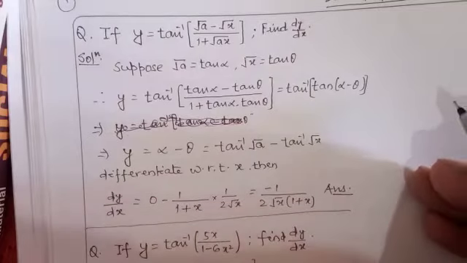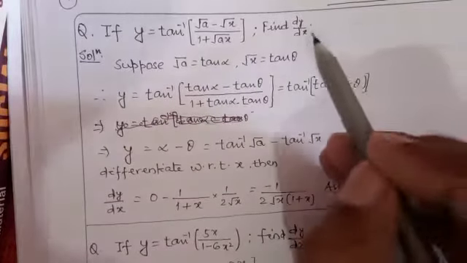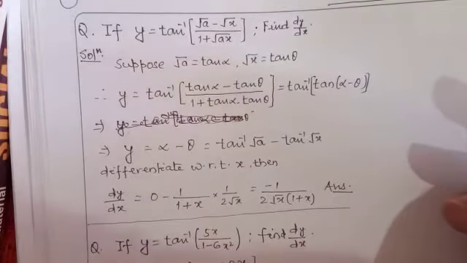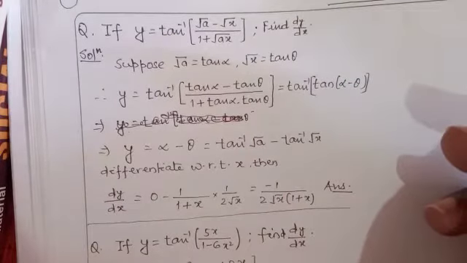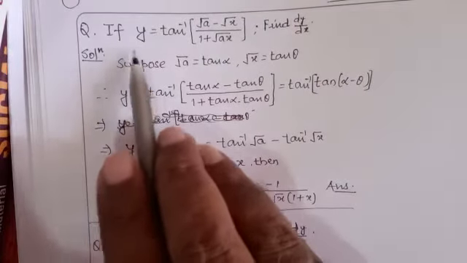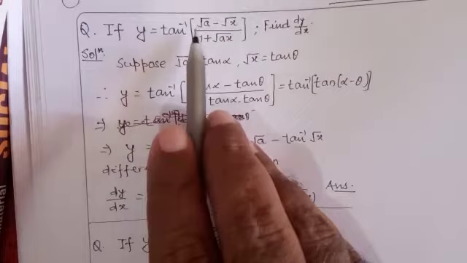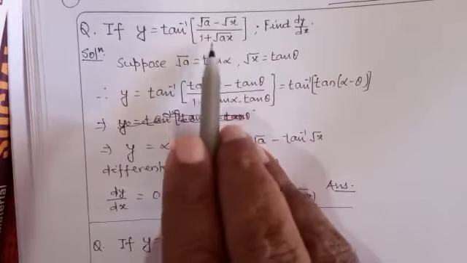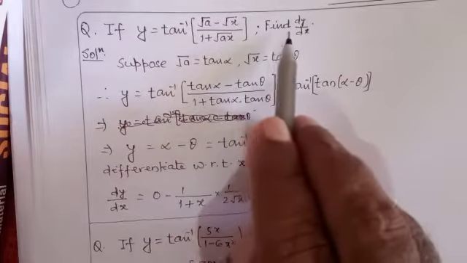Hello, good afternoon students. Today I am here with some more problems for differentiation of inverse trigonometrical functions. See the first question. If y is equal to tan inverse of root a minus root x divided by 1 plus root a into root x, then find dy by dx.